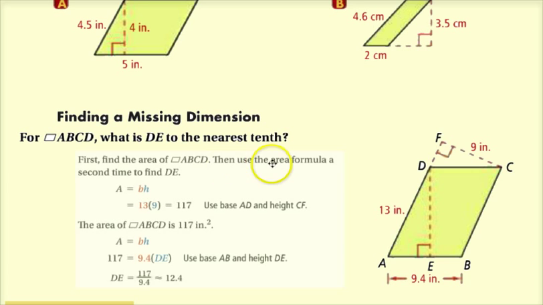First I find the area of parallelogram ABCD, then I use that area formula a second time to find DE. So again, you can always write down the formula base times height. Like I said, you're going to do 13 times 9 is 117. And since I know the area is 117, I'm substituting that in with the other base and height. So AB is 9.4 and DE is what I'm trying to find. Okay, and I get 12.4.